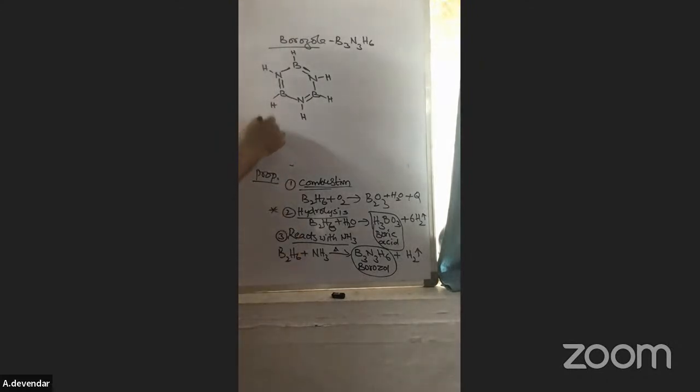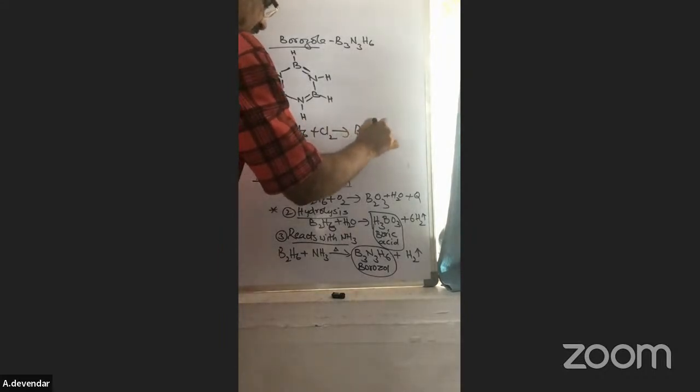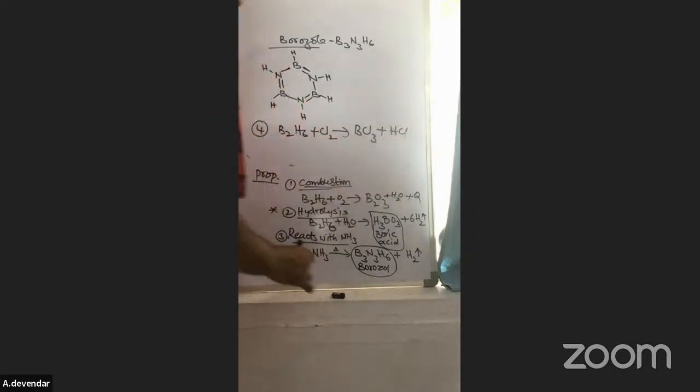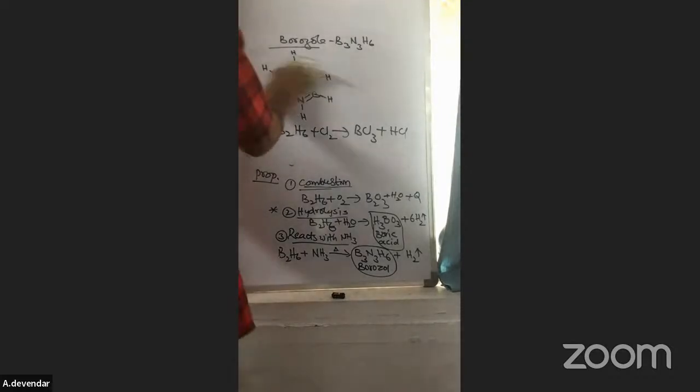Next one is chlorination. Suppose diborane, B2H6, undergoes chlorination, formation of boron trichloride, and HCl is eliminated. This is the fourth one, but it is not an important property. Addition of chlorine gives boron trichloride. But of these, the second and third are very important, and the structure is also very important from the examination point of view. Now coming to the structure of diborane.